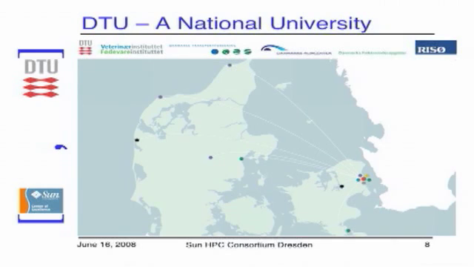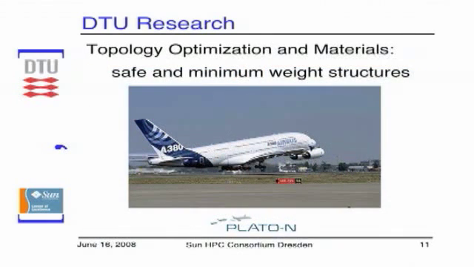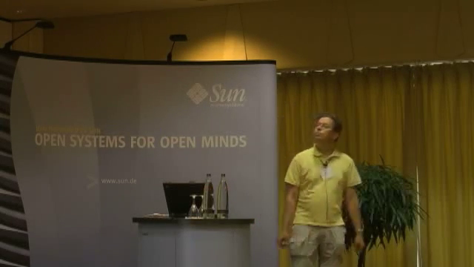People at DTU do a lot of research, for example, in windmills and fluid dynamics. They also tried to put this big beast here on a diet because it was too heavy. We have a group doing topology optimization, looking at how much material you can cut away to make this thing a little bit lighter and still make it fly. And those are the heavy users in our system.